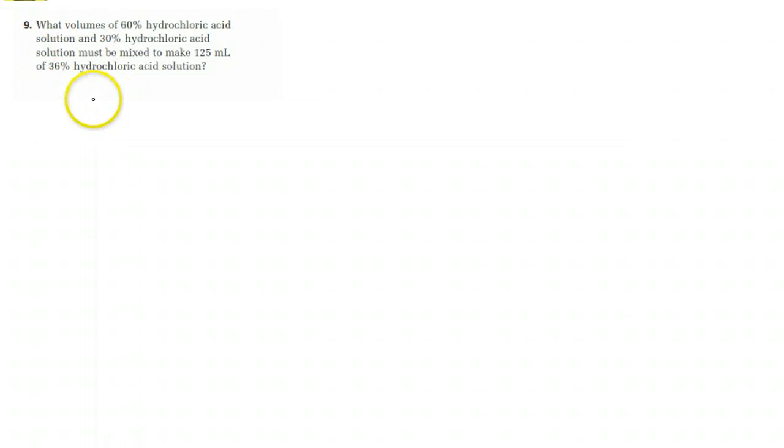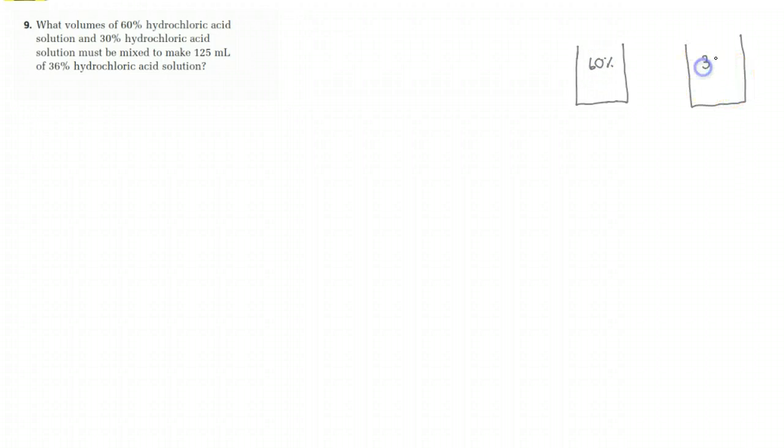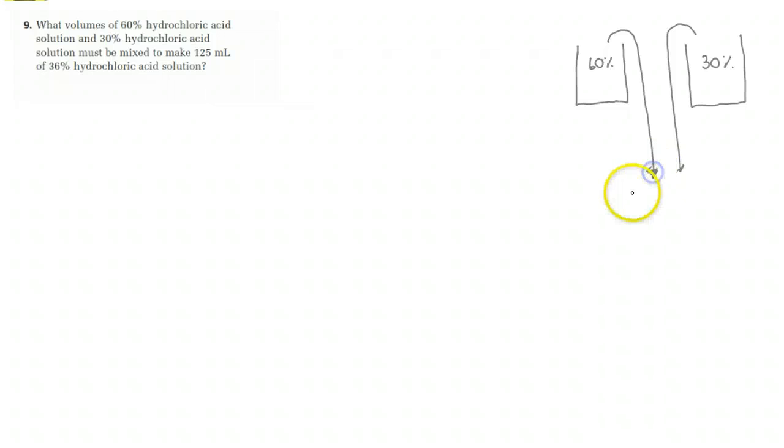So to understand this problem, it's really helpful to draw a diagram. Imagine I have two containers. In this first container, I have 60% solution, and in the second container, I have 30% solution. What it means is that I'm going to pour some amount from this first container and some amount from this container, and I'm going to come up with a new solution, which is going to be 36%.